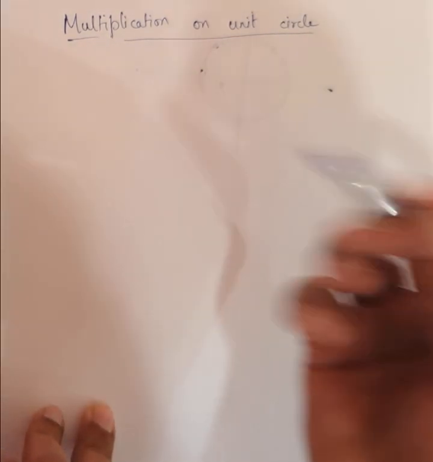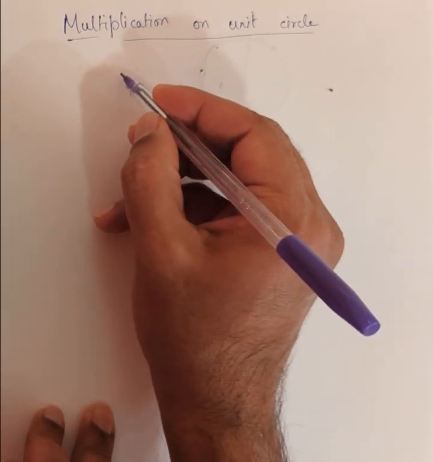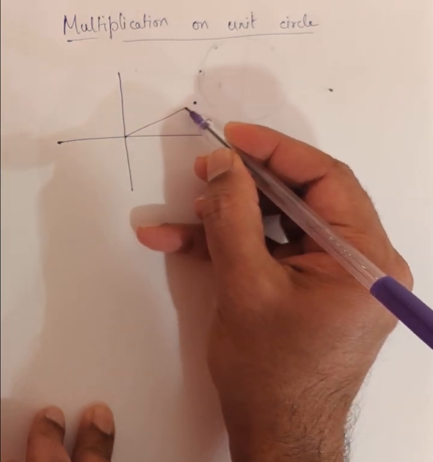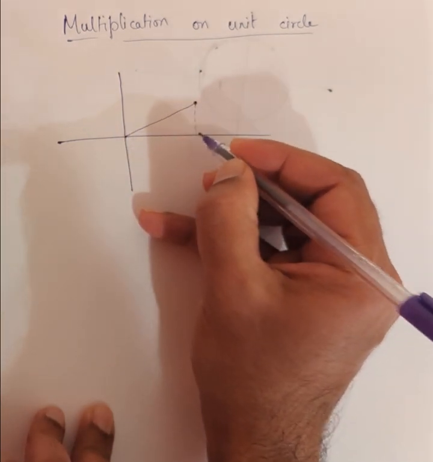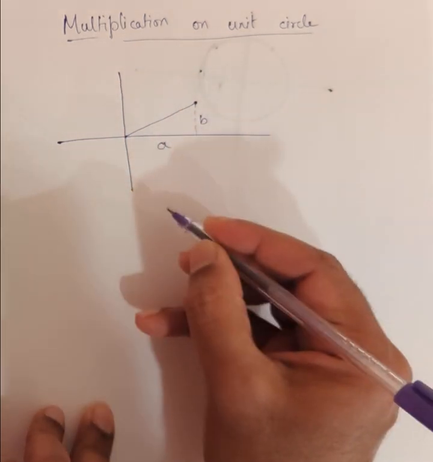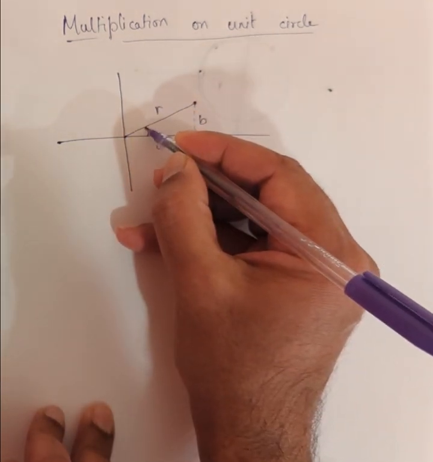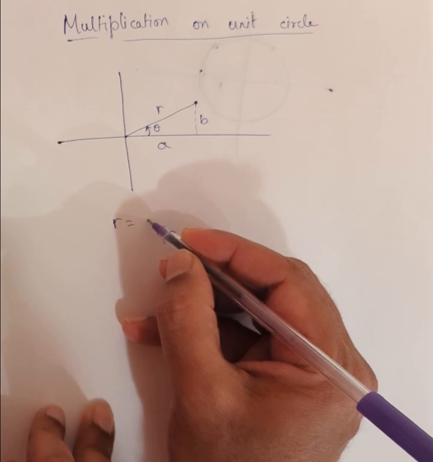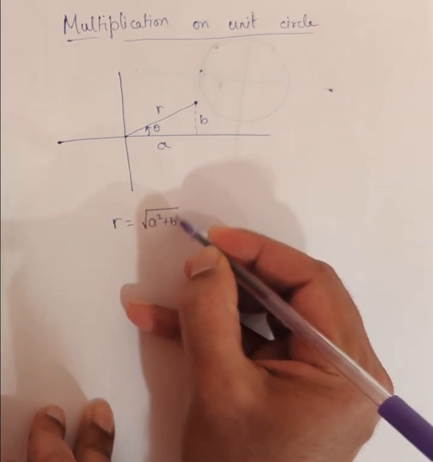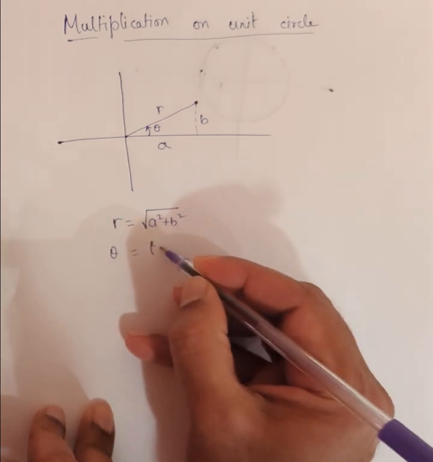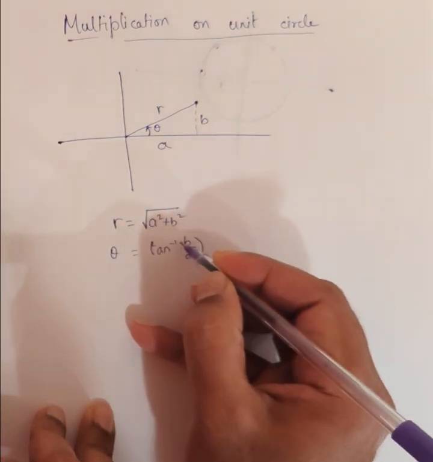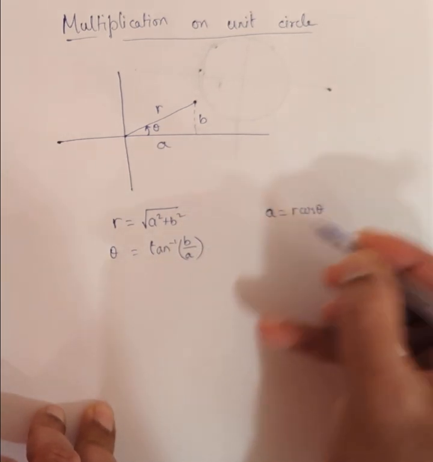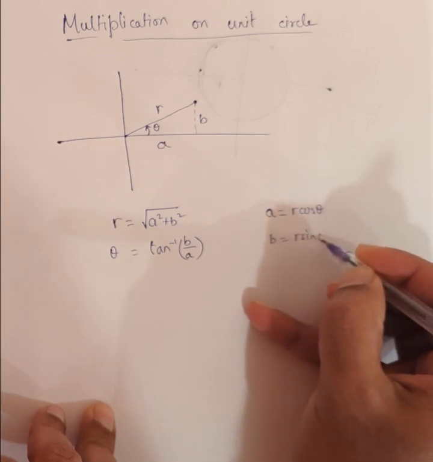Multiplication on unit circle. Let's recall the polar form. In the polar form, if the rectangular form is a plus bi and the polar form is r and theta, then r is equal to square root of a square plus b square, and theta is tan inverse b over a. Going in the reverse direction, a would be r cos theta and b is r sin theta.